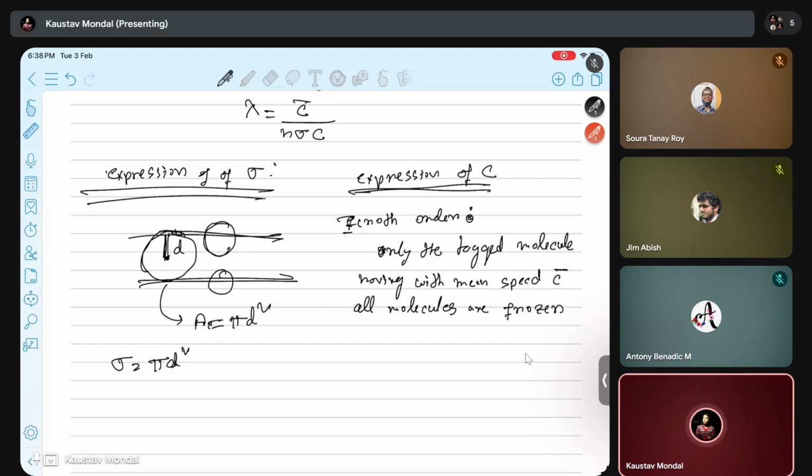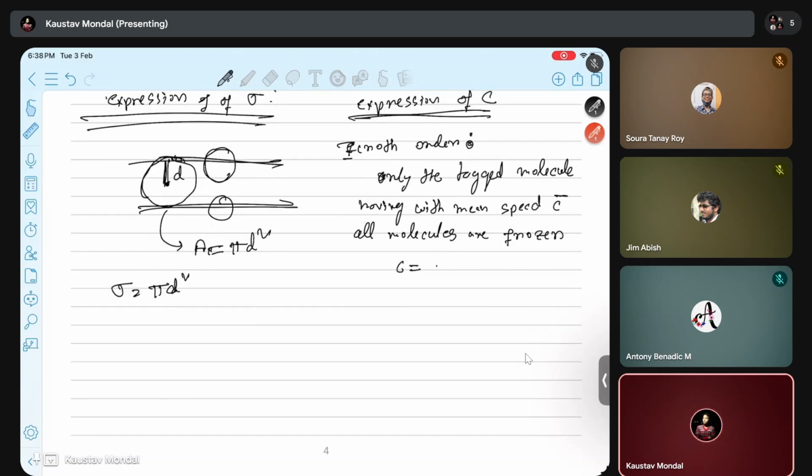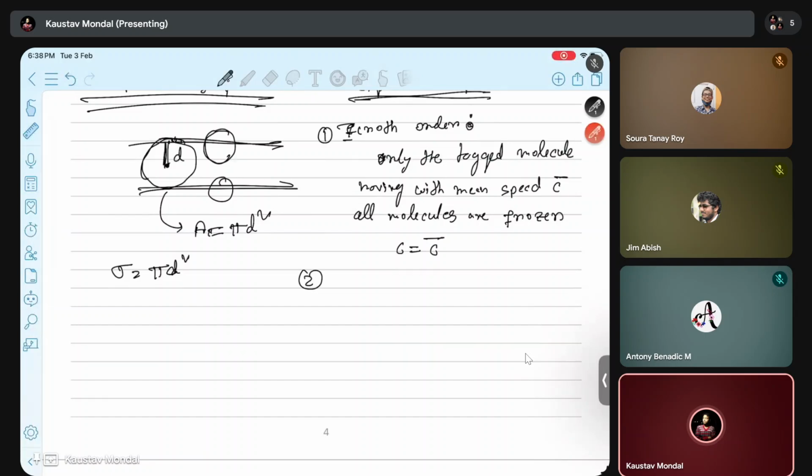So in that case, c is basically equal to the mean speed of the gas, that is c bar. That is one of the ways, the very rudimentary way of calculating c. Next, you can also use the first order correction, that is basically postulated by Clausius.